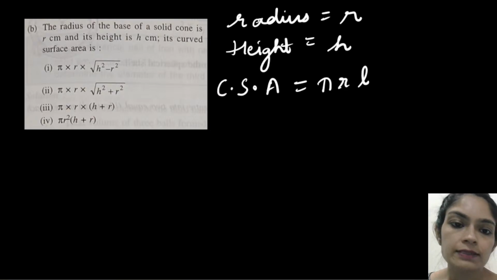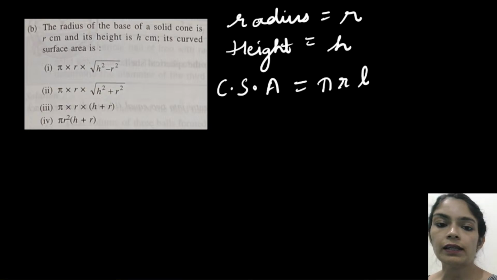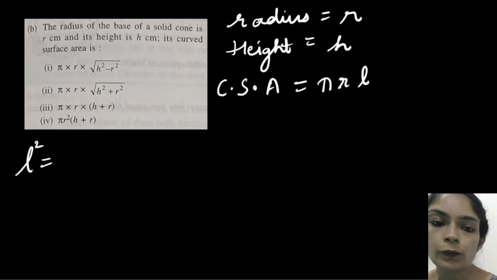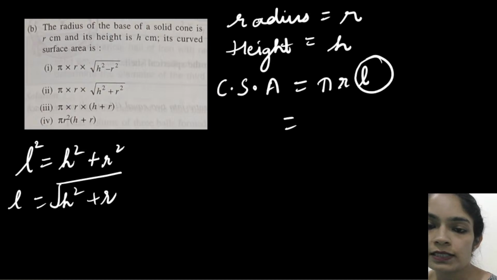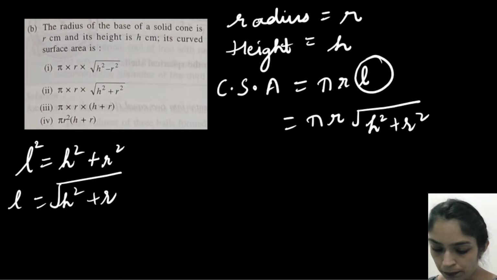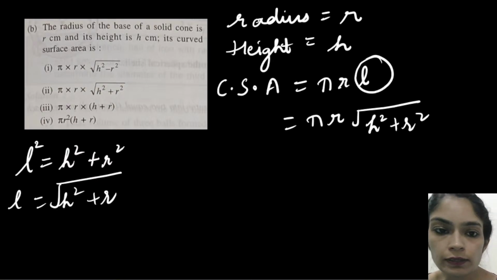In none of the options can you see l. So that means we can substitute l's value. I have told you l square is equal to h square plus r square. So l is equal to the square root of h square plus r square. Here we can just substitute the value. So CSA is pi r into l, where l is the square root of h square plus r square. So it is a direct formula. Which option? Option number 2. Some of you have already given the answer.